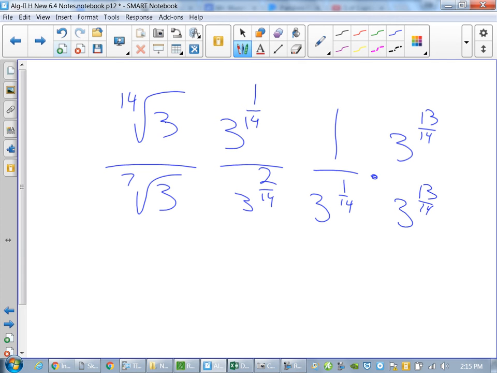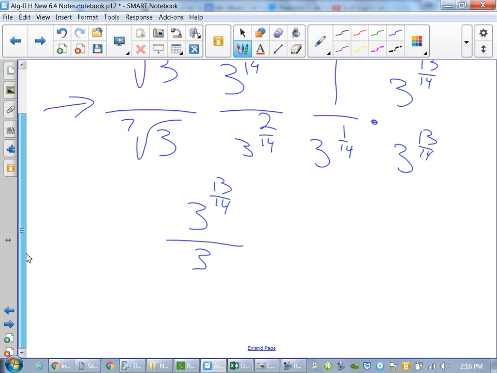you're using your exponent rules. You're trying to figure out how many more 14ths you have to add together to get to a whole. Well, I'd have to add 13 more. So if it says rationalize, which it would, your final answer would have been 3 to the 13/14 over 3, but yet it said nth root. So your nth root would have been the 14th root of 3 to the 13th over 3.